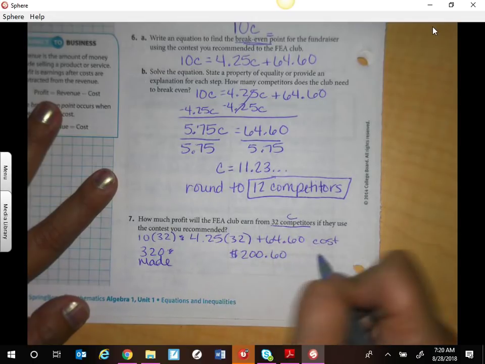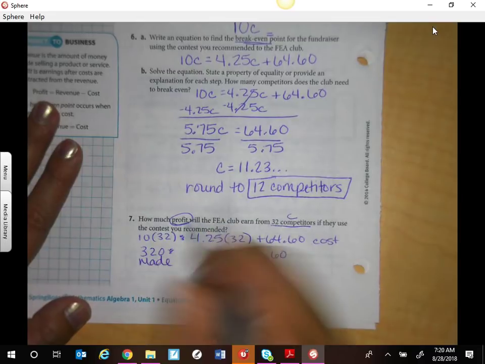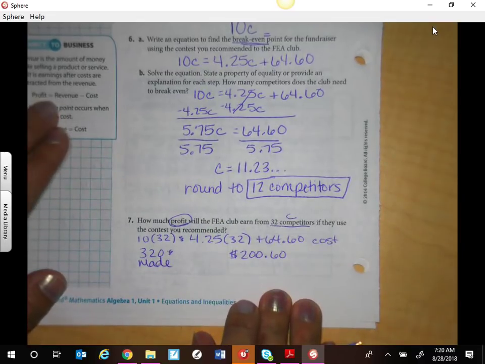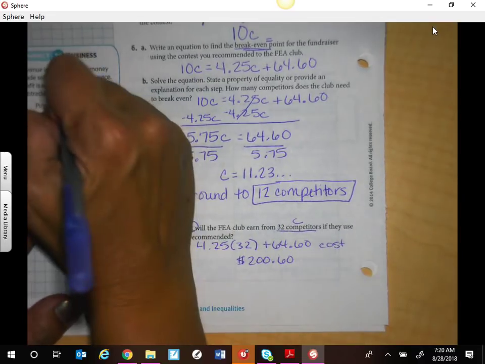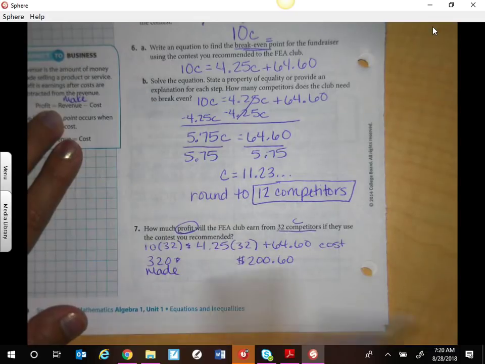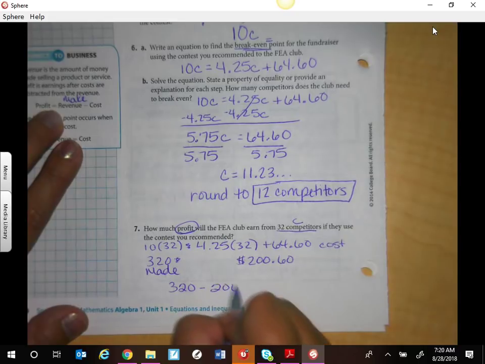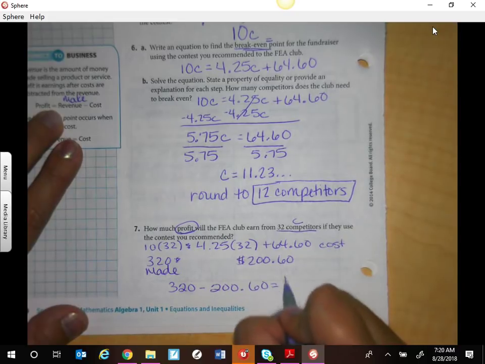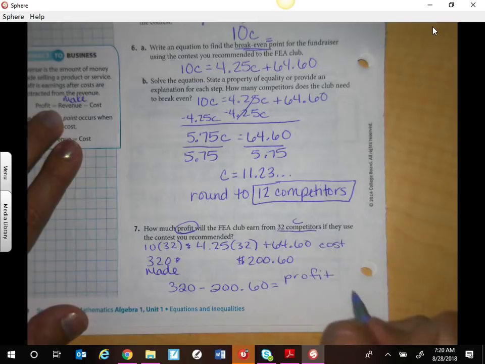$200.60. So if we want to know a profit, if you look over here, your profit is your revenue, which is the money that you make, minus the cost. So if we do 320 minus $200.60, our profit for the contest is $119.40.